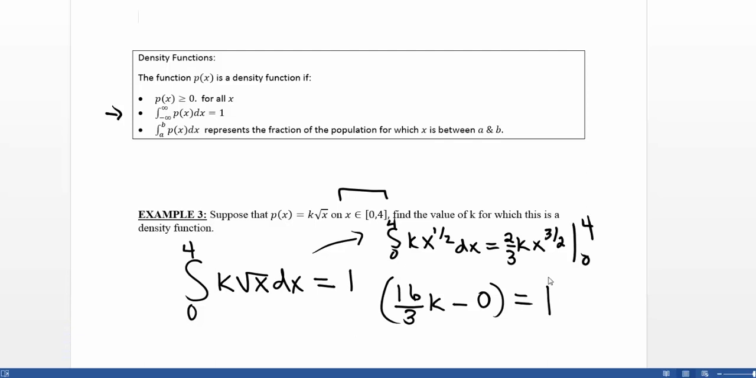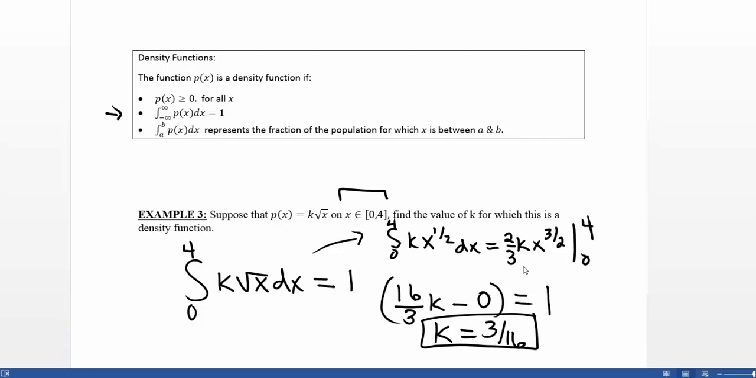So now, if I want to solve for k, I'm going to need to multiply by the reciprocal of the fraction that's in front of k to get rid of it. So I multiply both sides by 3/16, and I get k equals 3/16. So when k equals 3/16, that means our function will be positive for all x, which is our first condition because k was positive.